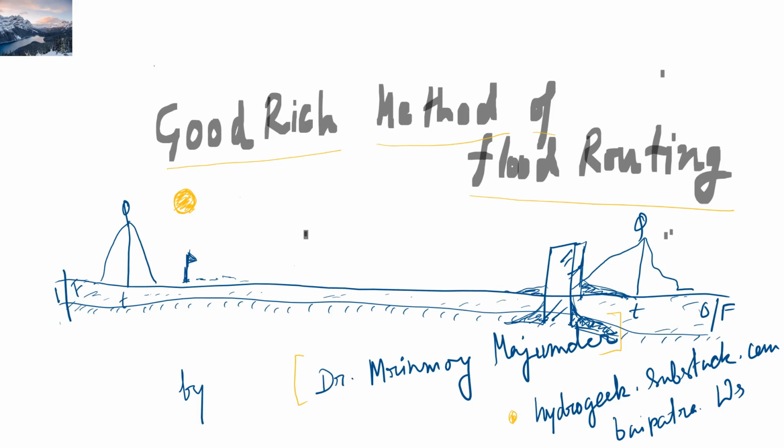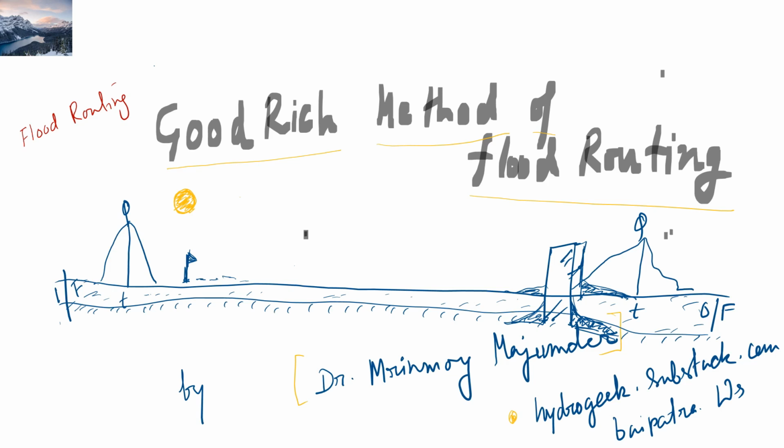Today we will discuss the Goodrich method of flood routing. As you know, flood routing is a method where we predict the hydrograph of outflow with the help of the hydrograph of inflow to a reservoir or channel or any other water bodies where flow of water is possible. So, how to predict the outflow hydrograph from the inflow hydrograph, that is known as flood routing.